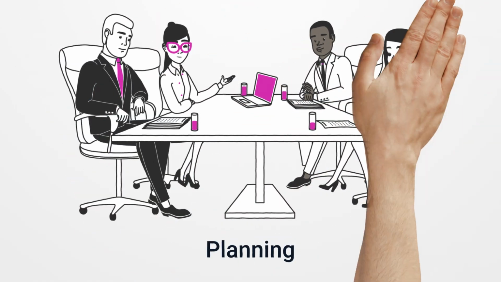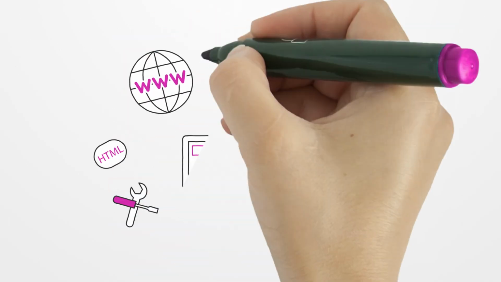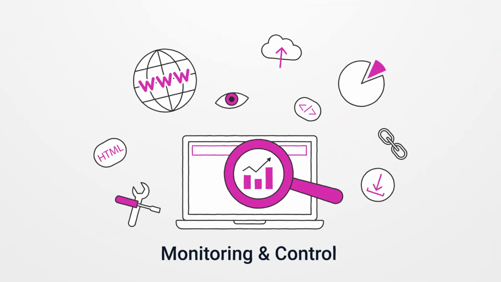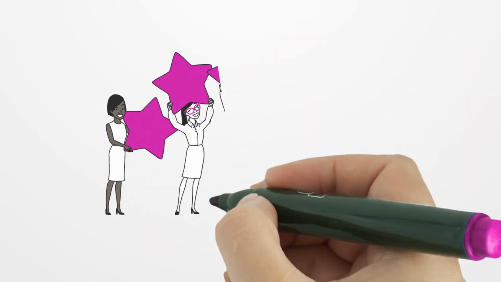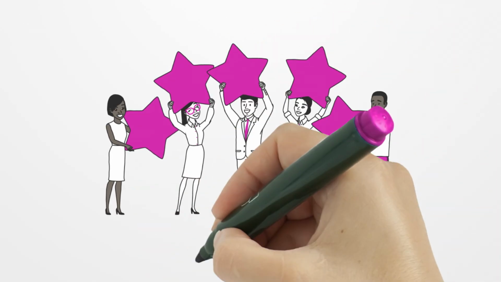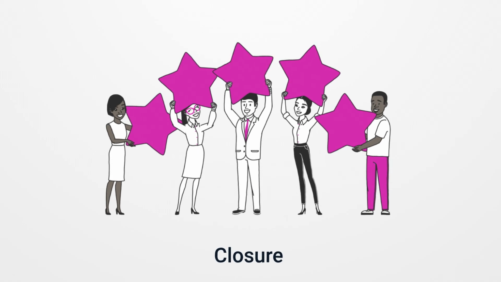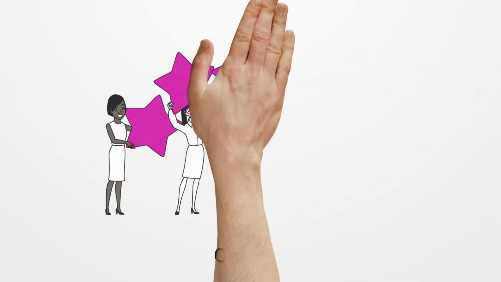3. Execution. Developers create the website, integrate payment systems. 4. Monitoring and control. Testing website performance and making improvements. 5. Closure. Launching the website, gathering user feedback, and closing the project. This example shows how each phase contributes to the overall success of a project.